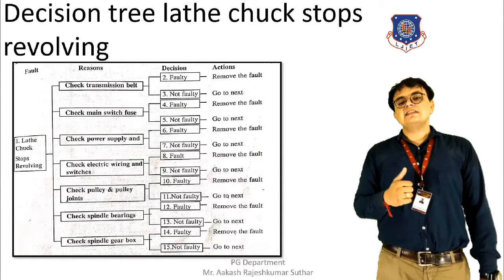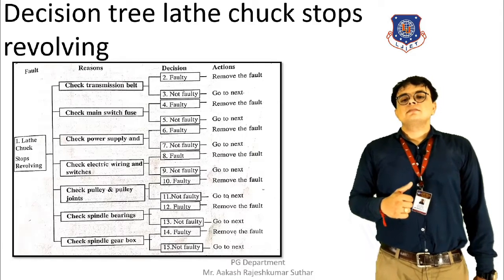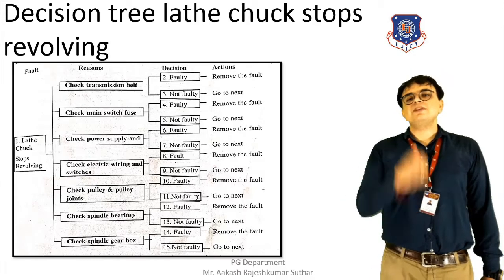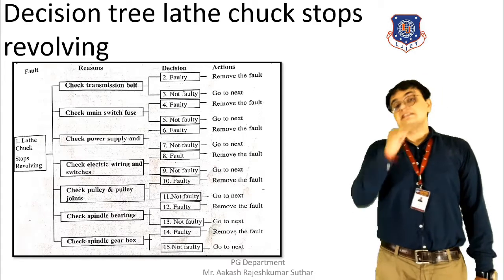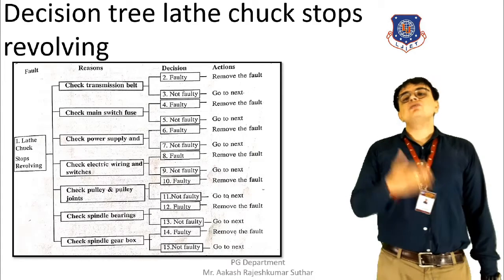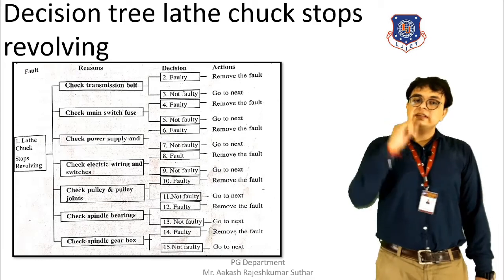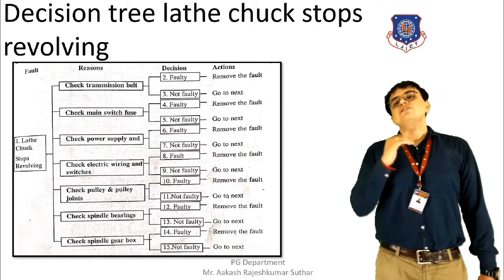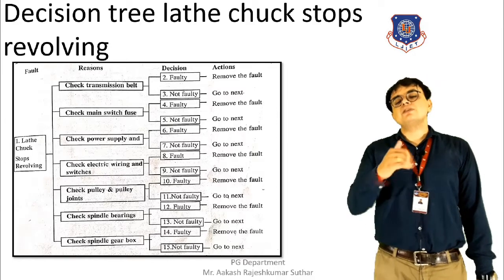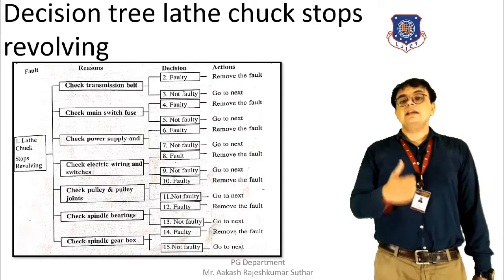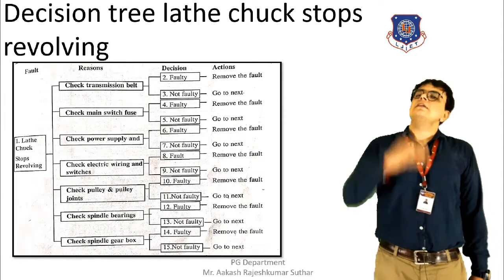The next reason is the checking of the main switch fuse. There, if it is found faulty, then we need to write in the description, or we can say that we need to take the activity of removing that fault. But if the checking of the main switch fuse is not found guilty, or it is not responsible for the occurrence of the fault, then we should write it as not faulty, and we should move towards the next reason.